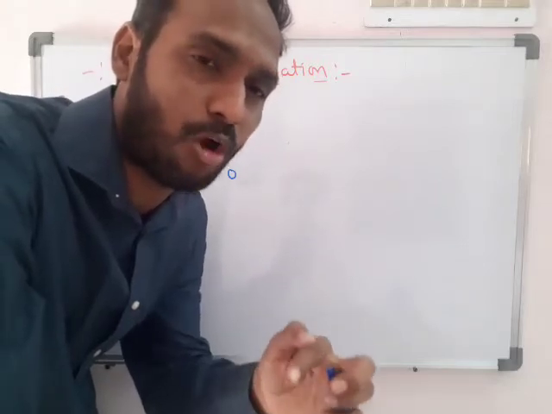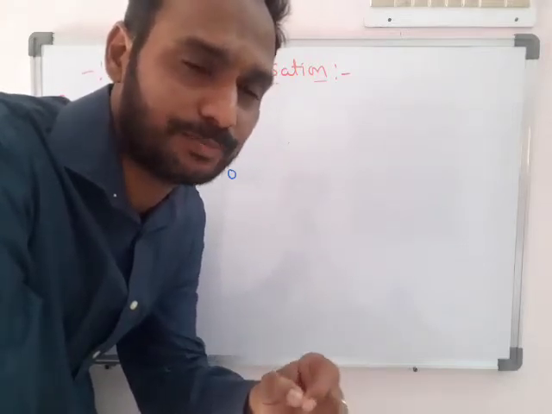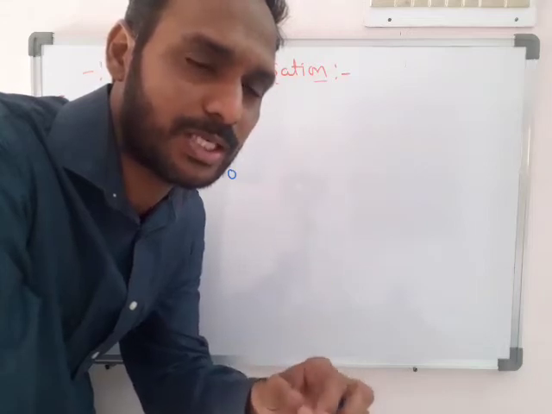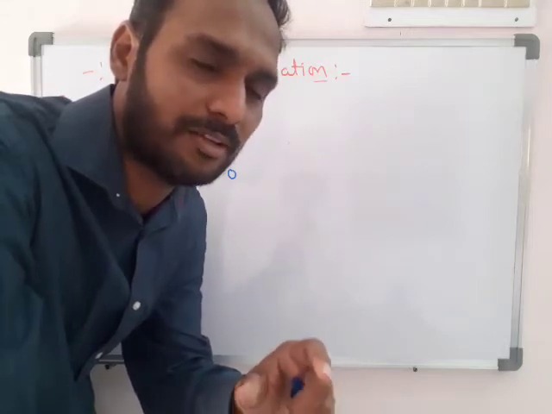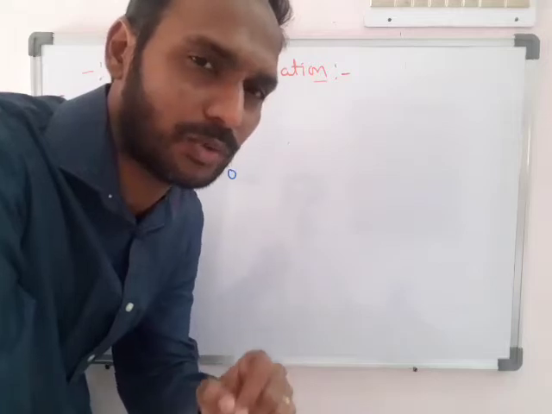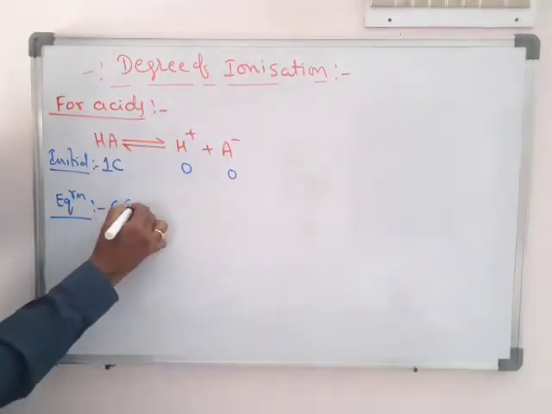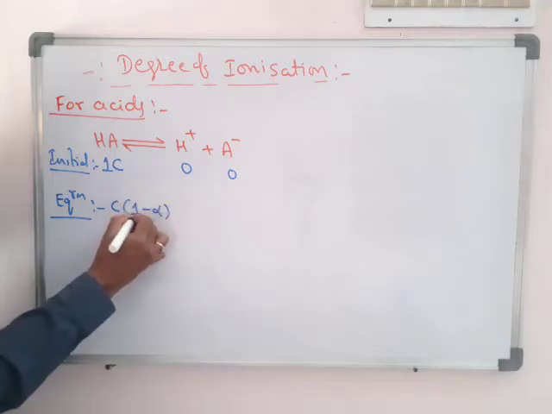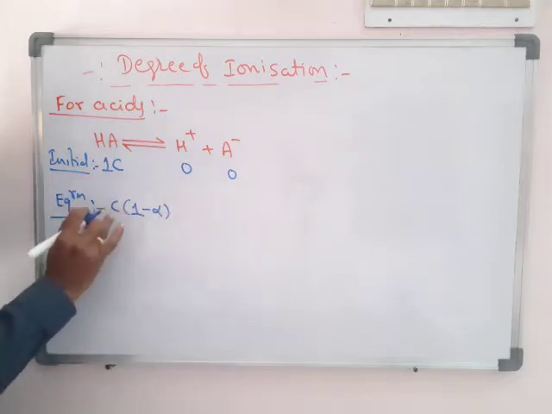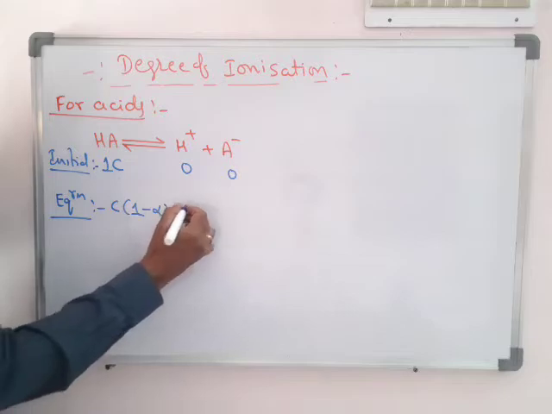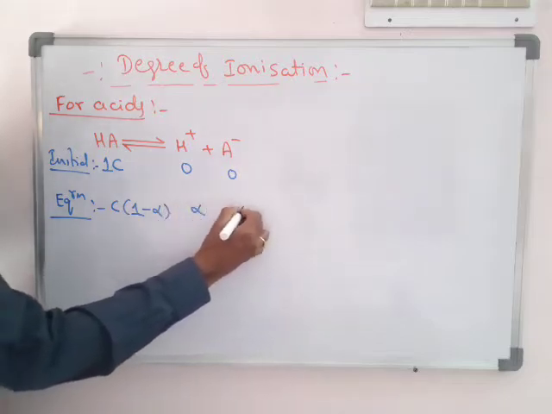Now we got how much compound is dissociated, how many molecules are dissociated. We use the symbol alpha to indicate the degree of dissociation. So for 1 C, we can say it is 1 minus alpha: C into 1 minus alpha. And for the products, it is alpha, it is alpha.